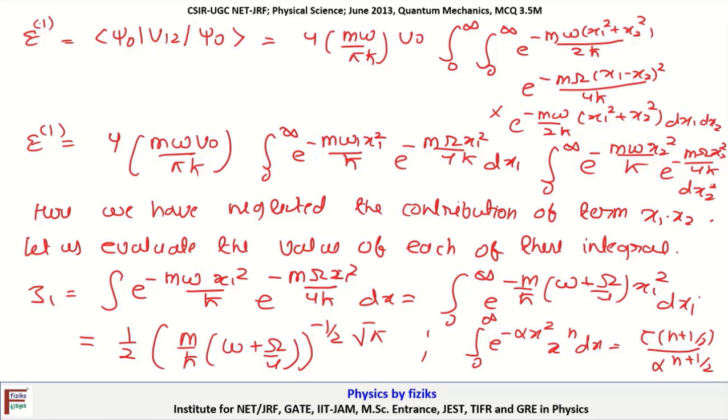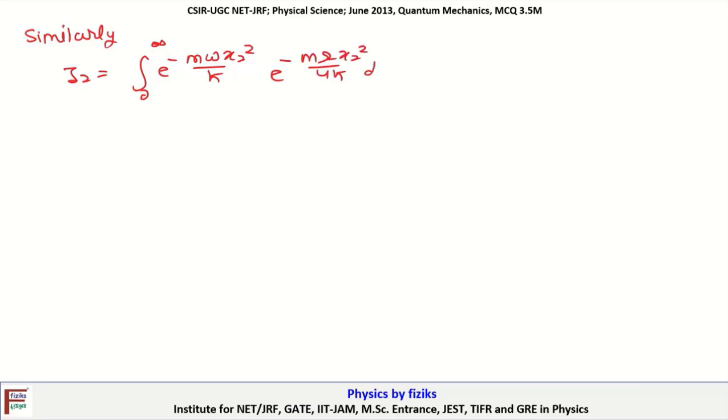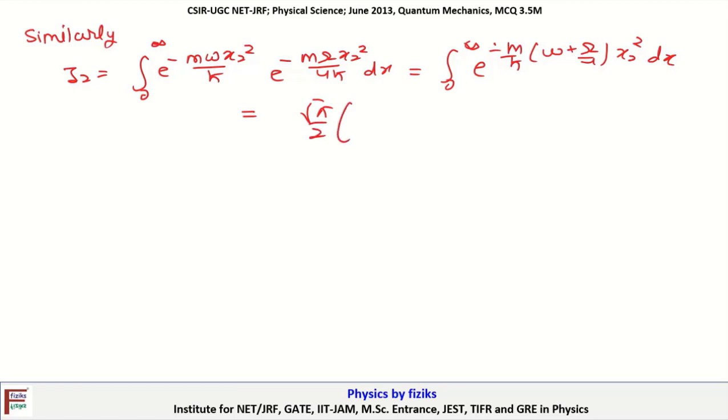And similarly, I2 equals the integral from 0 to infinity of e raised to the power minus m omega x2 squared by h-cut e raised to the power minus m omega x2 squared by 4 h-cut dx, which equals the integral of e raised to the power minus m by h-cut (omega plus omega by 4) x2 squared dx, and would be the same value, root pi by 2 (m by h-cut (omega plus omega by 4)) to the power minus half.